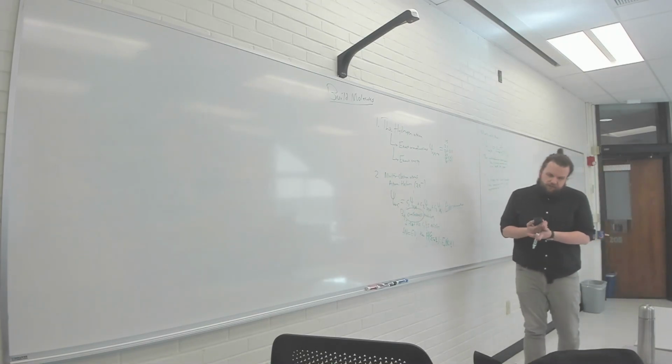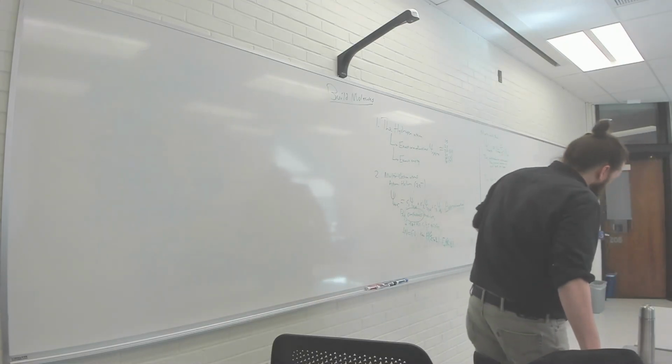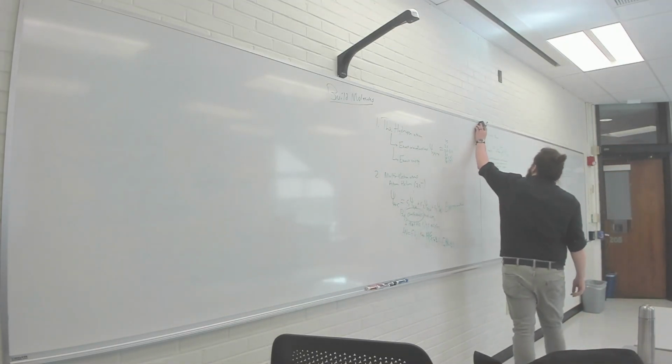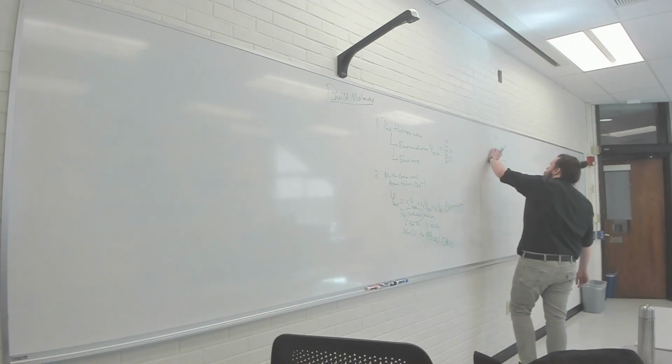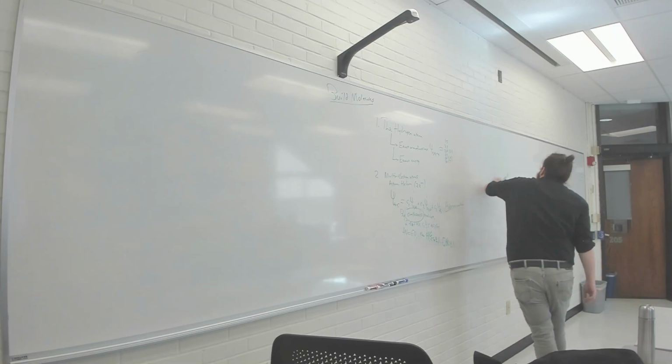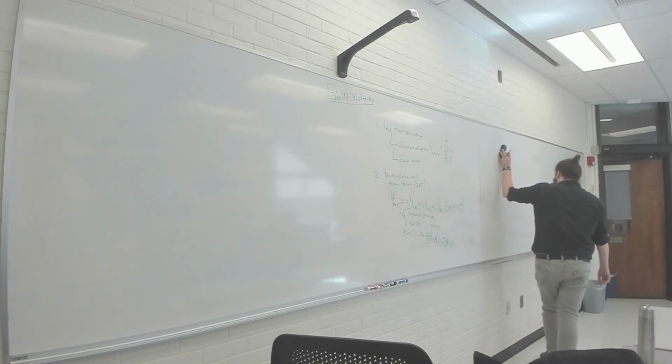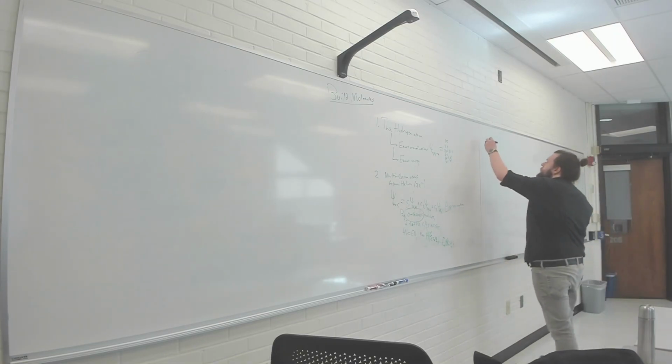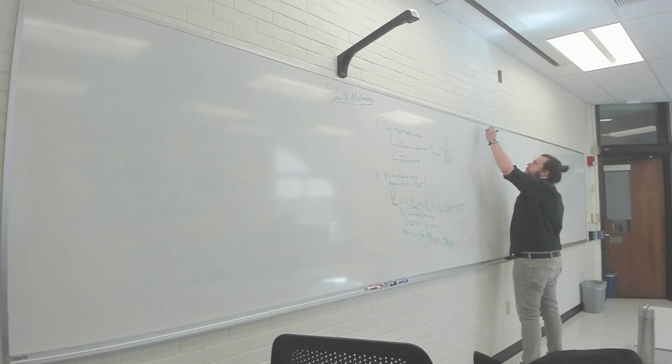Okay, so let's start with a simple example. Let's do the simplest we can think of, which is H2. All right, we know what hydrogen looks like. We know all of its wave functions. So all we need to do is put two hydrogens together. Baby's first molecule.